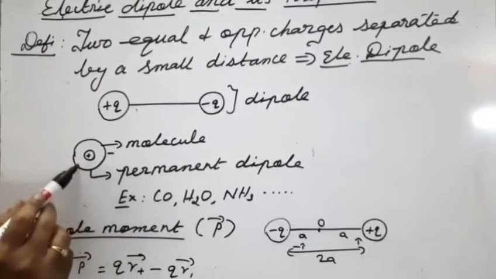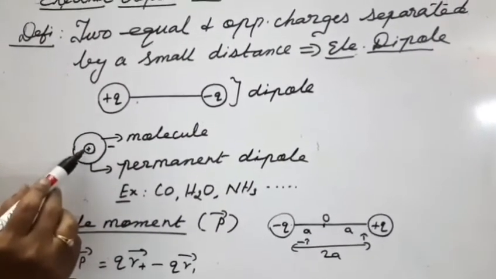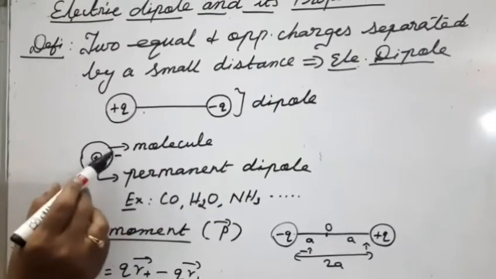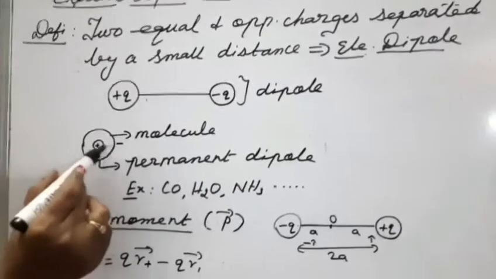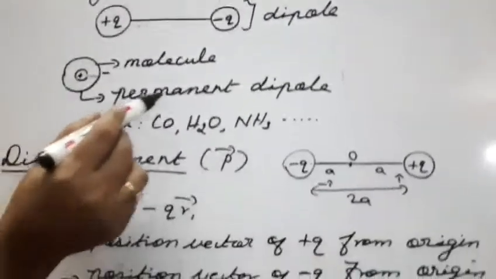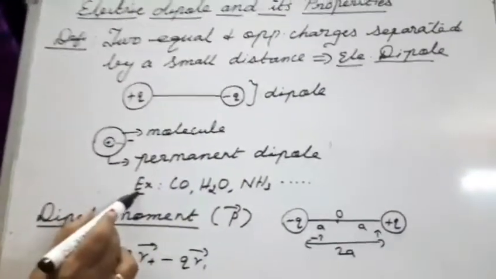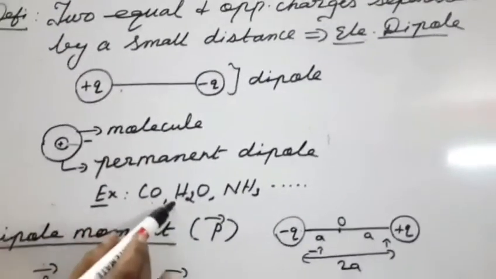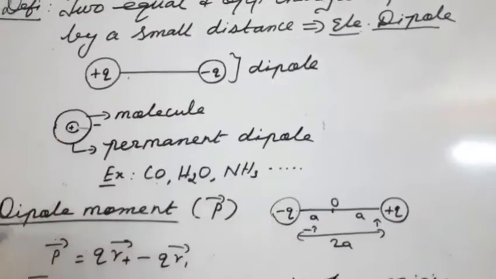And next, we can take one molecule. In this molecule, positive charge and negative charges are there. They are separated by a distance. Therefore, this molecule is known as a permanent dipole. Examples: carbon monoxide, water, ammonia, etc.